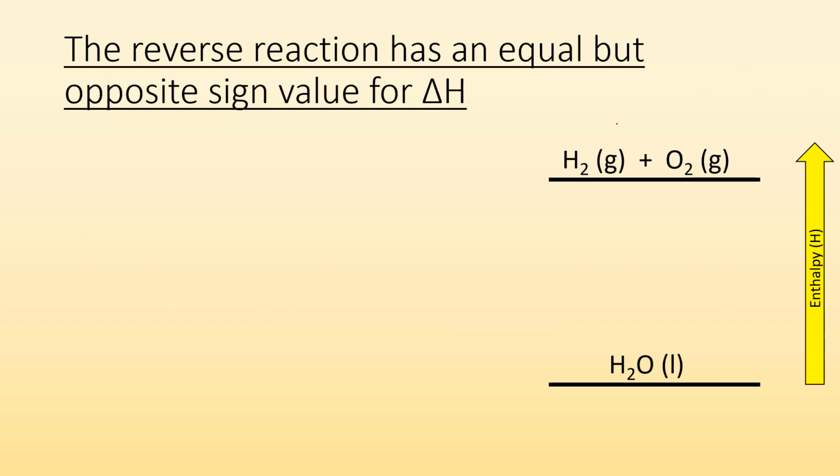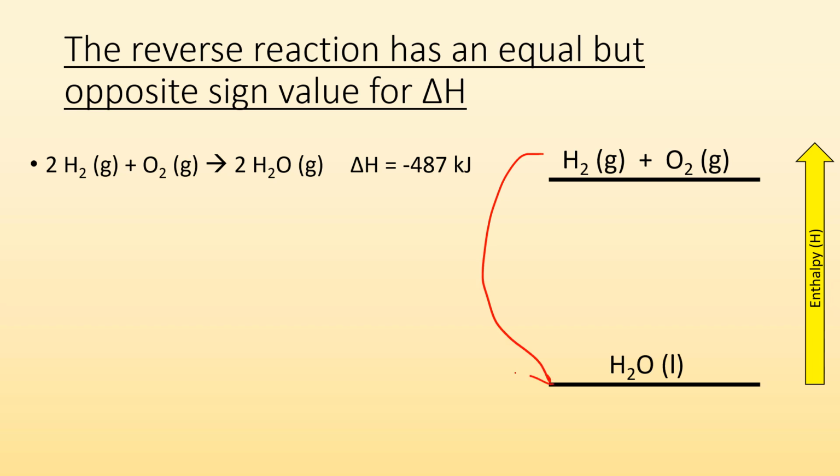Another important fact is the reverse reaction has an equal but opposite sign for delta H. So for example, going back to hydrogen reacting with oxygen gas, making H2O gas, right? In that direction, we're losing 487 kilojoules of heat, of energy.